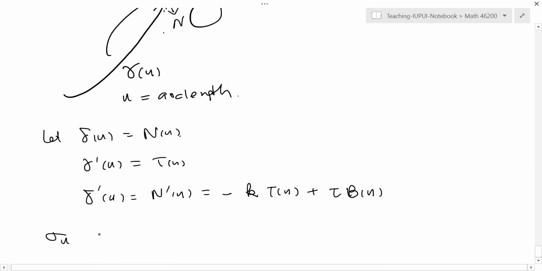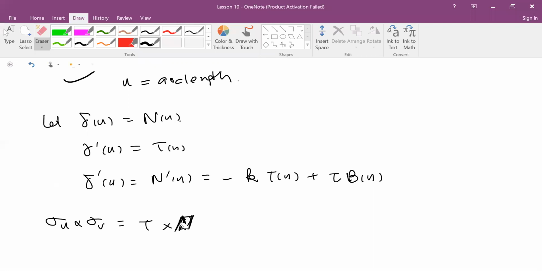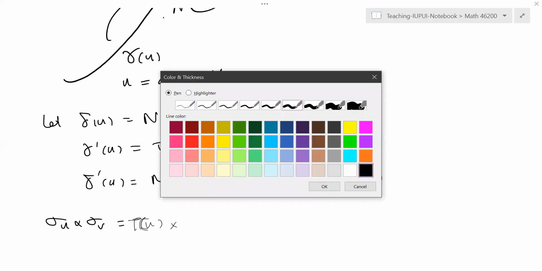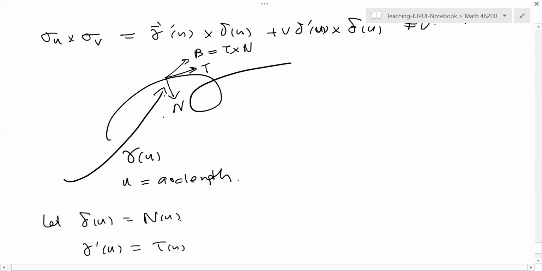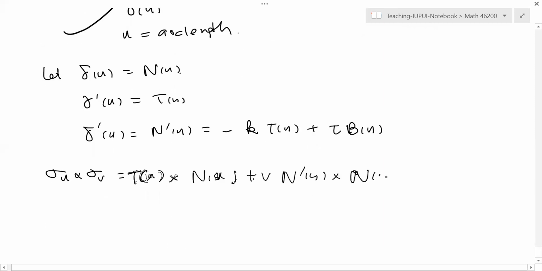So let's put it back. Sigma u cross sigma v. The first one is t cross delta, t cross n. Plus v times delta, which is N prime, plus N U. Now it's easy. T times N is going to be B. And that is negative K TU plus tau BU plus NU.